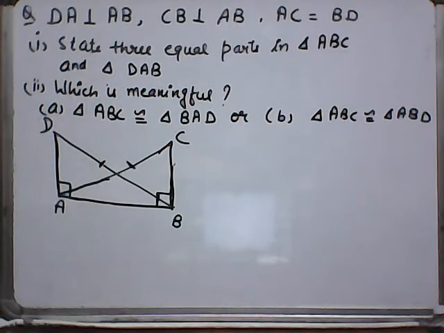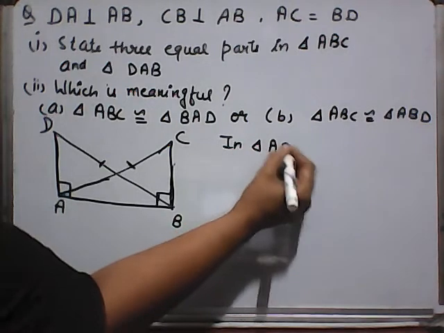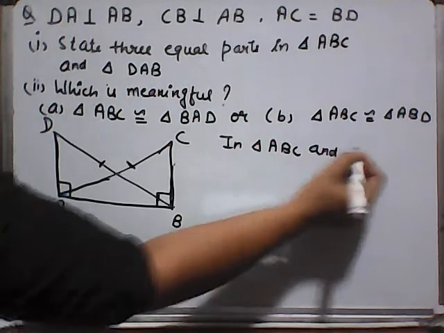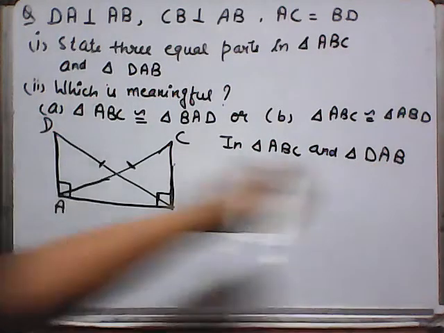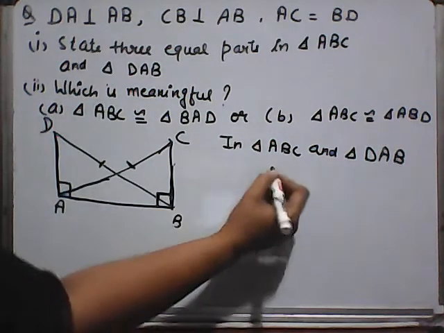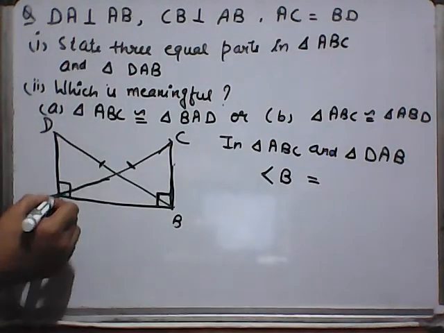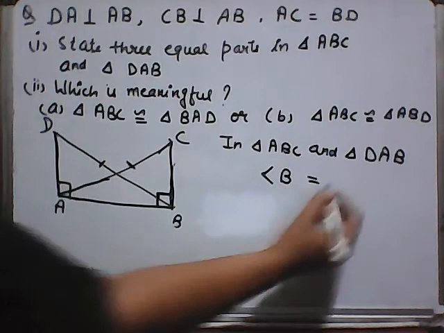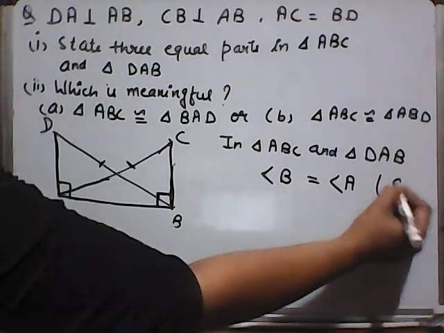Now, you have to state three equal parts in triangle ABC and in triangle DAB. In triangle ABC, angle B is 90 degrees. In triangle DAB, angle A is 90 degrees. Here angle B is equal to angle A. Both are 90 degrees each.